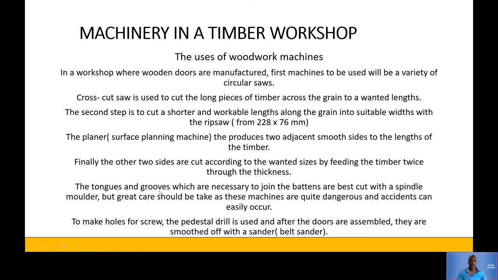And then finally the other two sides are cut according to wanted sizes by feeding the timber twice through the thicknesser. So you can further make the thickness smoother. Usually, you can use a sander to do that. The sander has a sandpaper that keeps rolling so that it makes it even smoother.